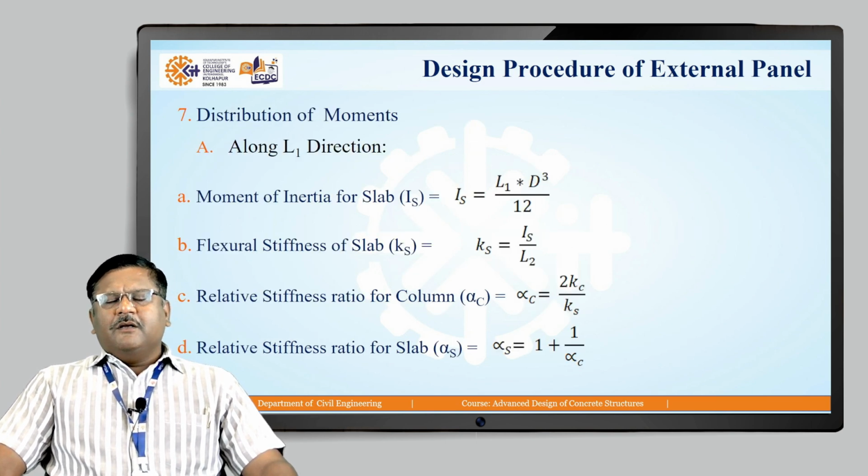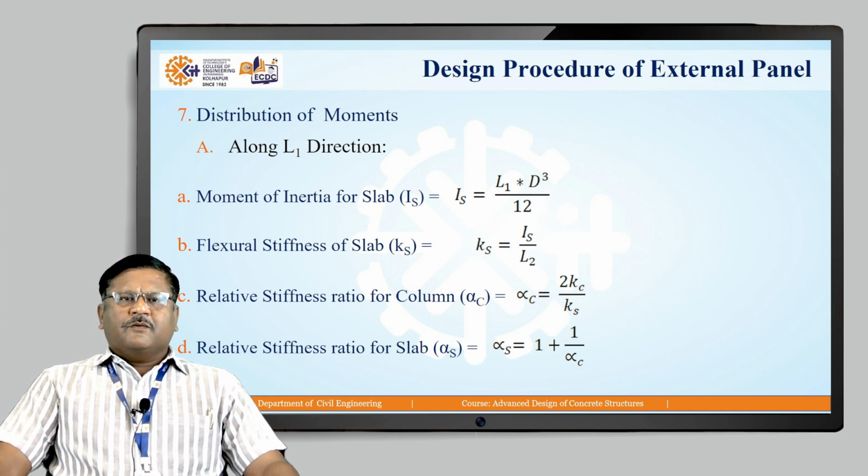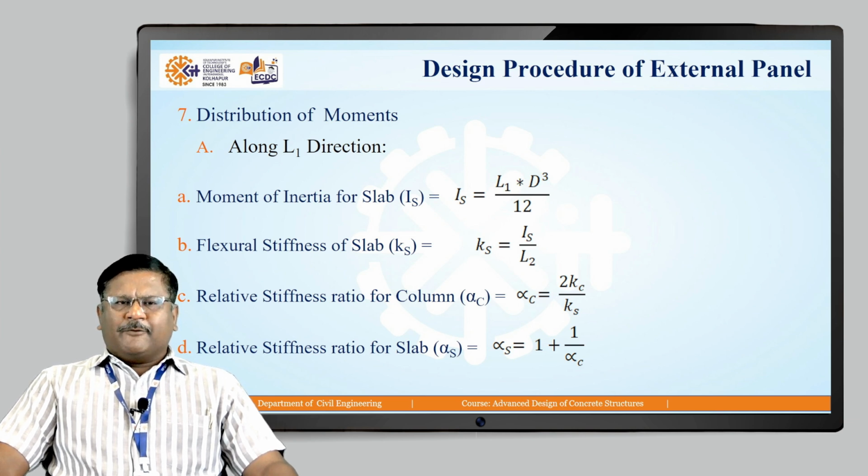Now the next step is distribution of moment along L1 direction. If the slab is rectangular, you want to follow this procedure, means repeat the procedure in L1 direction and L2 direction. If the slab is square, then you may calculate the distribution of moment in one direction and repeat the same moments in the other direction. Okay. Now here we will discuss the rectangular slab, hence distribution of moment along L1 direction. For that you require some basic calculations. First, calculate the moment of inertia for slab. Is is equal to L1 into D cube upon 12, means BD cube by 12 in short.